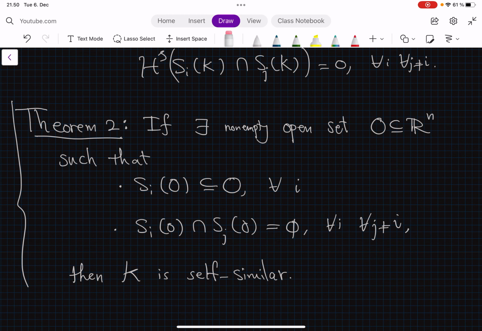And it says that we have a non-empty open subset O of R^n, not necessarily bounded or anything, just non-empty, such that each of the similitudes maps O into inside of O again, so it doesn't seep outside of O. So this is your open set O, and Si of O will map it. So let me make a copy of an approximate copy of, well, I can actually literally make a copy.